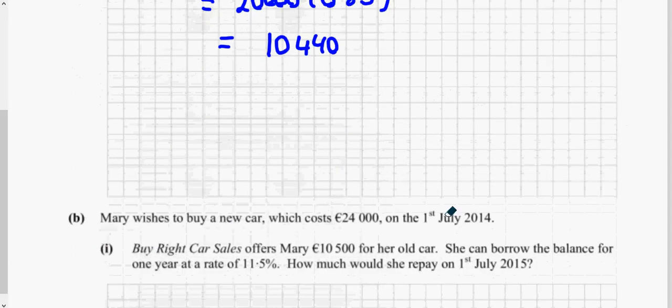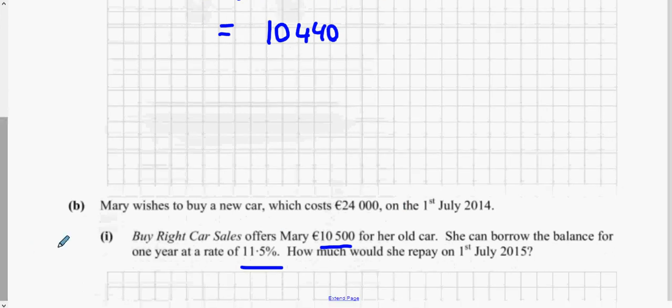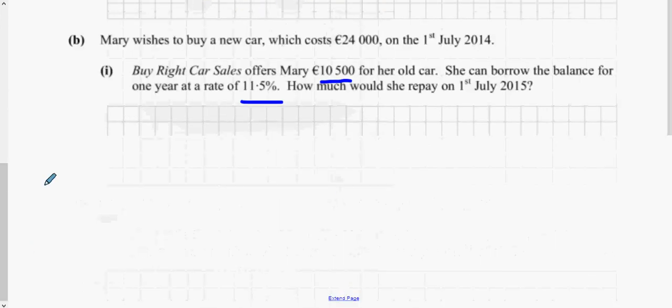Mary wishes to buy a new car which costs 24 grand on the 1st of July 2014. Boyd's car offers Mary 10,500 euro for her old car, and she can borrow the rest of the balance for 1 year at a rate of 11.5%. How much would she repay next year? Okay, first of all, how much is she short? How much money does she need to afford the car?